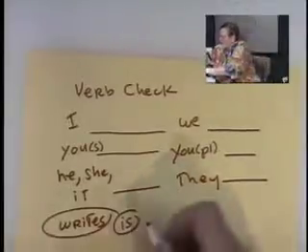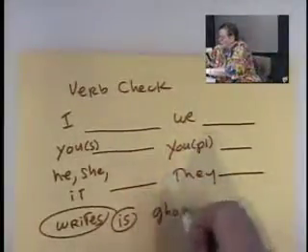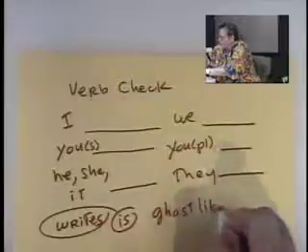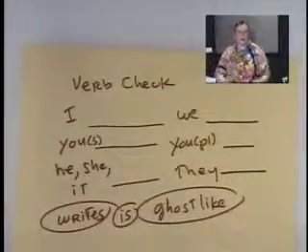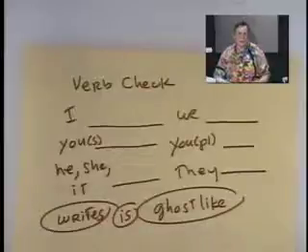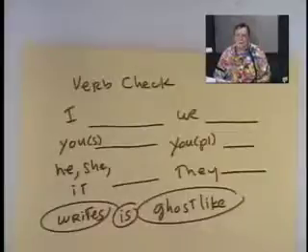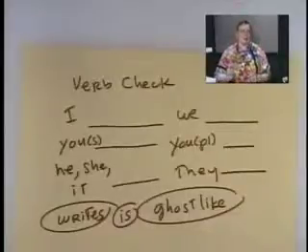Well, what about ghost-like? Because one of you just suggested ghost-like. If you're in doubt, try it on the verb check. I ghost-like. You ghost-like, he ghost-like, we ghost-like, you ghost-like, they ghost-like. Doesn't fit anywhere? Then probably you're not looking at a verb.